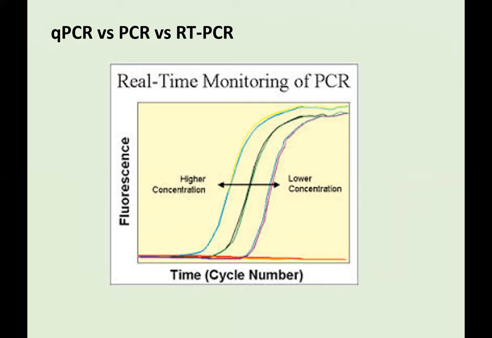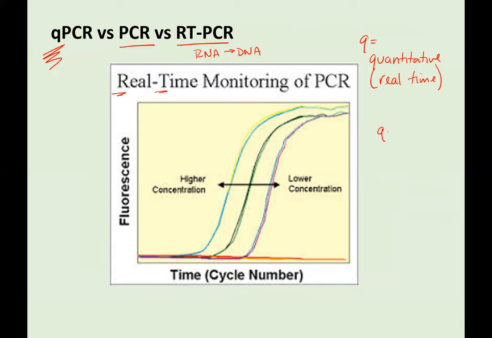We've talked about PCR. We've talked about RT-PCR, which is RNA to DNA. qPCR stands for quantitative. It used to be called real-time. I don't think it is anymore. Right here, real-time. So people got confused and they said, RT-PCR, real-time. No, no. RT is reverse transcription. Q is real-time. So you can have qPCR, which means we're quantitating it, or you can have qRT-PCR, which means we started with RNA, but we're still quantitating the PCR.